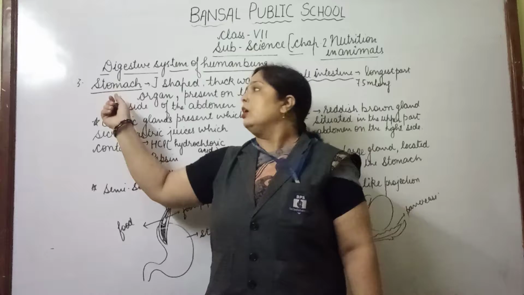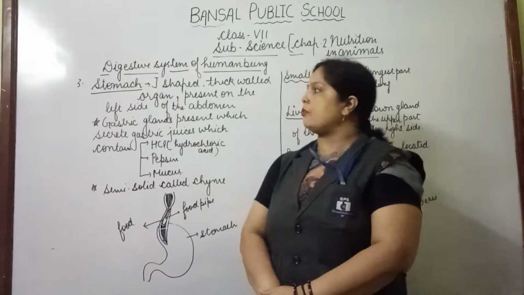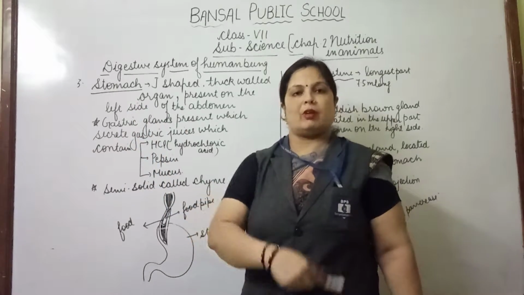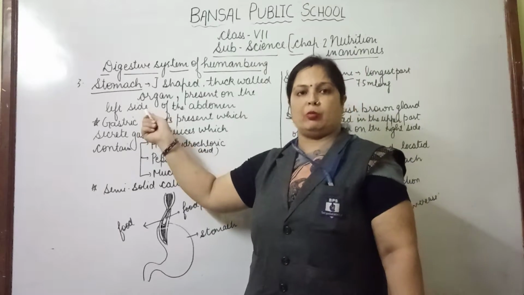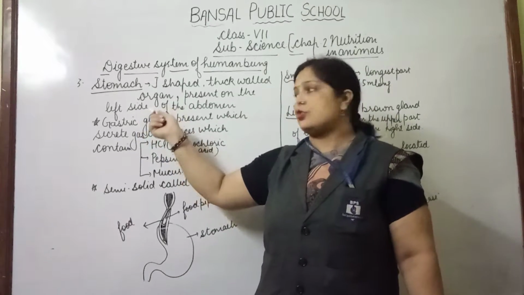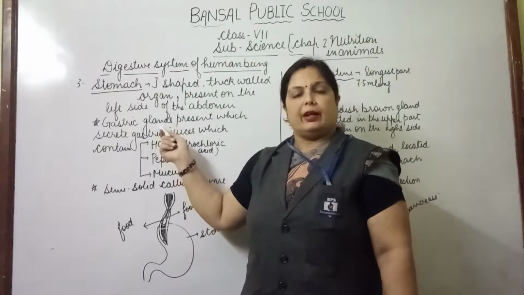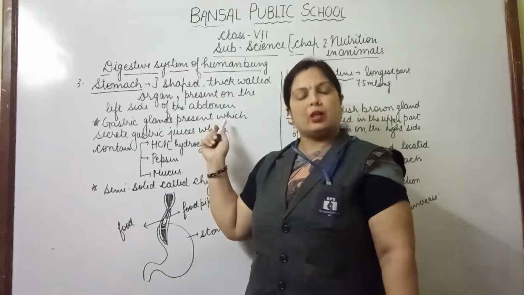Listen carefully, students. The stomach is a J-shaped, thick-walled organ present on the left side of the abdomen. This is our abdomen and the stomach is present on the left side of the abdomen. The inner wall of the stomach contains gastric glands, and these gastric glands secrete a juice which is known as the gastric juice.